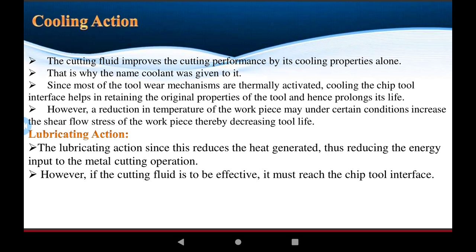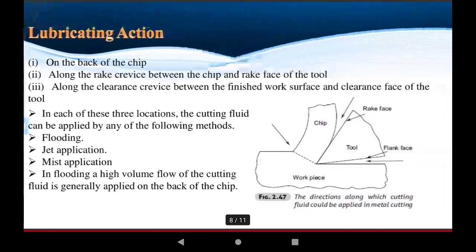The lubrication action also reduces the heat generated and reduces the energy input to the metal cutting operation. However, for the cutting fluid to be effective, it must reach the interface between the machine surface of the tools and workpiece. Lubrication action is also present, continuing in this video, back to the chip.